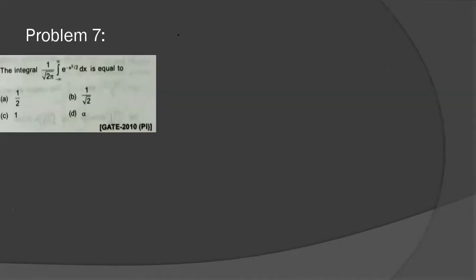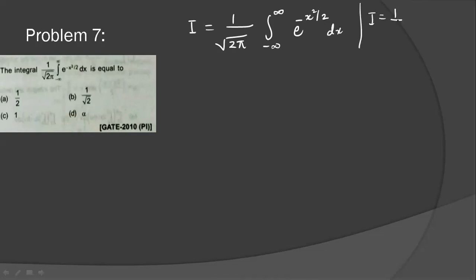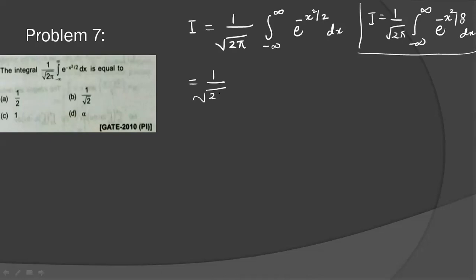The next problem is also a gamma function integration, 1 over root 2 pi, integral from minus infinity to infinity of e to the power minus x square by 2 dx. A similar question was asked in GATE: 1 upon root 2 pi, minus infinity to infinity, e to the power minus x square by 8 dx. Similar problem. So I am going to solve this problem. Similarly, you can try this one. So how am I going to solve this problem?